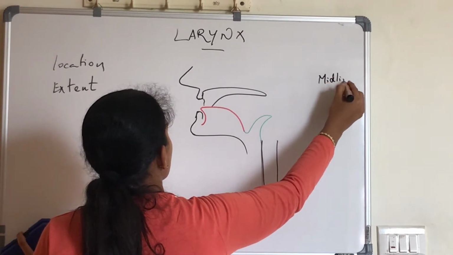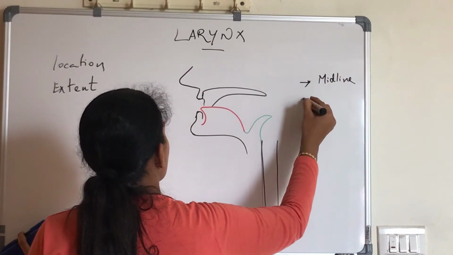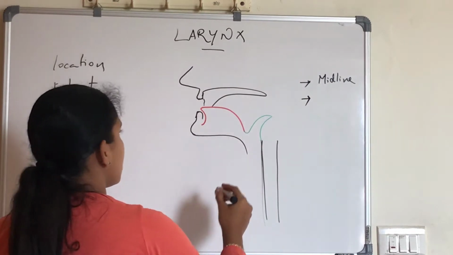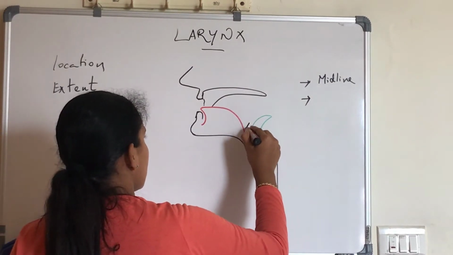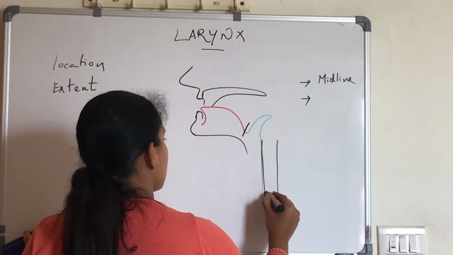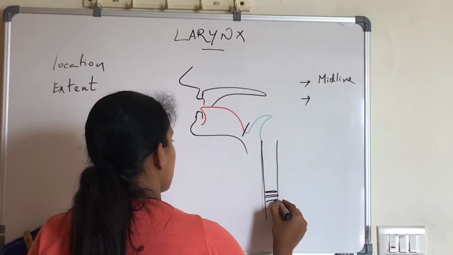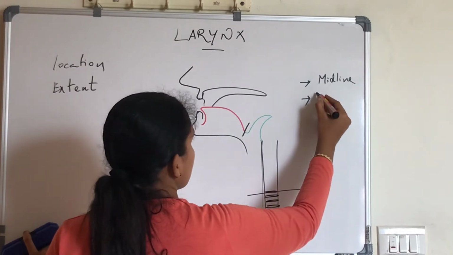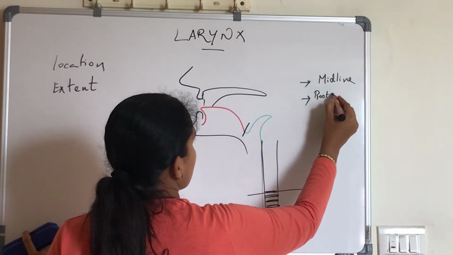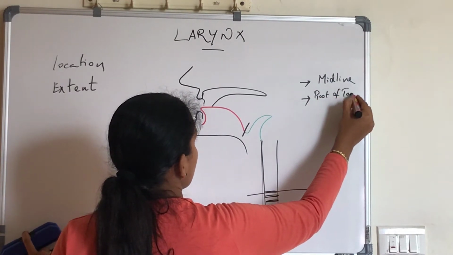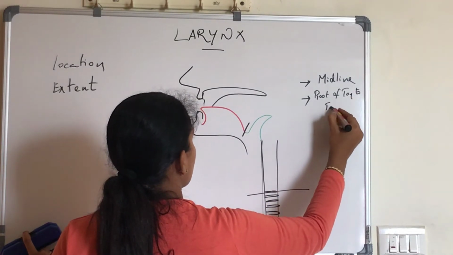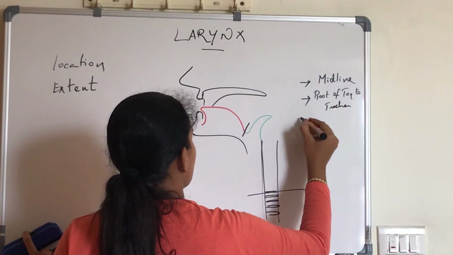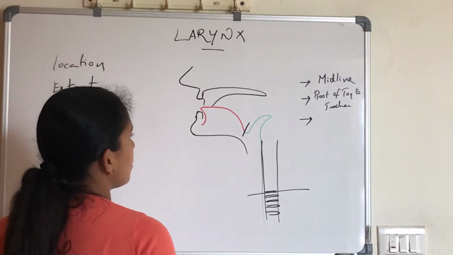Yes, you know it is present in the midline of the neck. What is its extent? It extends from the root of the tongue to the trachea. Trachea, you can very well differentiate by the presence of tracheal rings. It extends from the root of the tongue to the trachea.